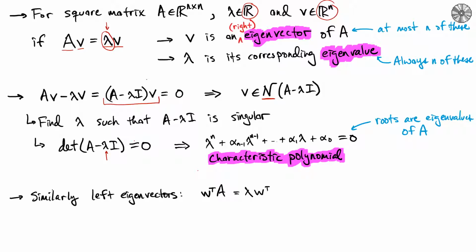And the determinant ends up being a polynomial. It's called the characteristic polynomial, and it is an nth order polynomial. We can solve this nth order polynomial in order to find the values of lambda for which A minus lambda I is singular. All of this is talking about right eigenvalues simply because we multiply v times A on the right-hand side. Similarly, we can talk about left eigenvectors.